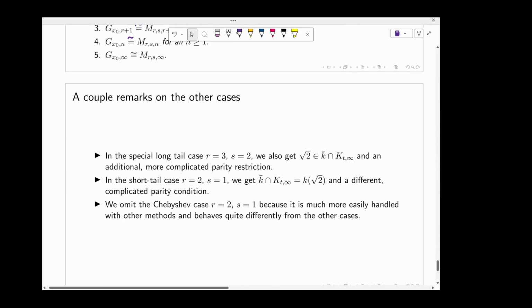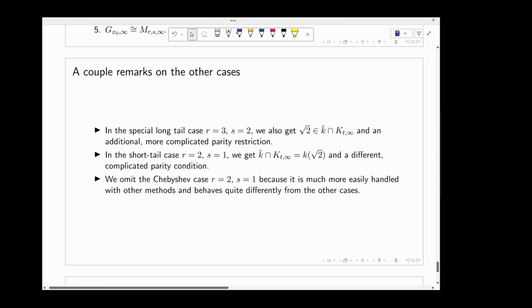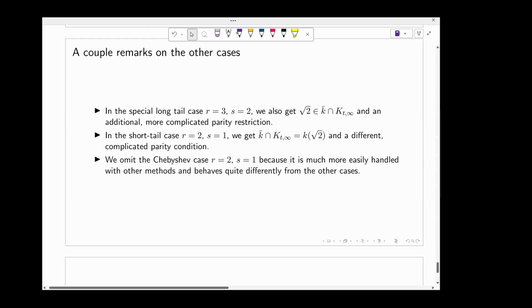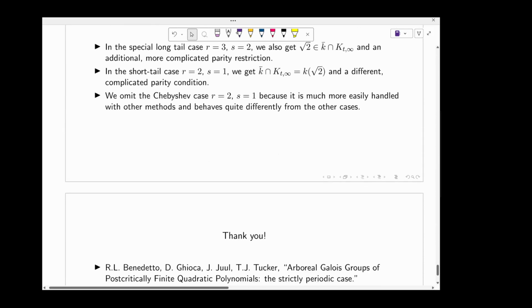Just some remarks on the other cases. The other cases are part of the reason the papers get so long. In the case where r is 3 and s is 2, besides just finding i, we get a square root of 2 showing up, and the parity restrictions we get are even more complicated than the ugly things I've already shown you. In the short tail case, we don't get i, but we do still get a square root of 2, and we get a different, again complicated, parity condition. We also omit the Chebyshev case from our entire argument because it would be even more complicated, and this case is already easily described with completely other methods than what we're trying to do here.